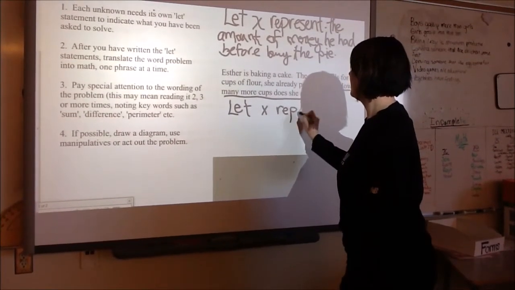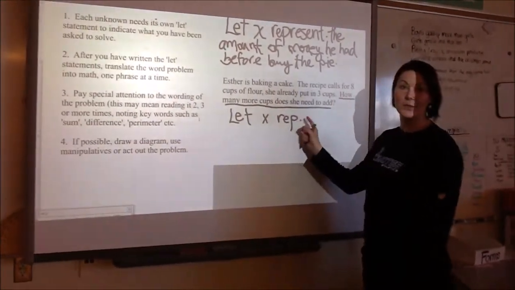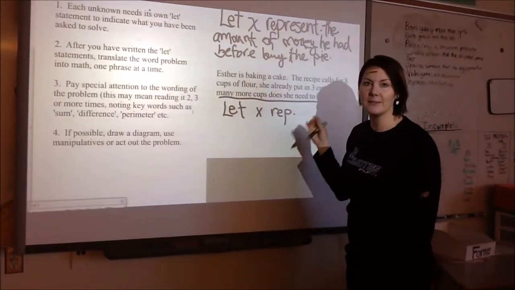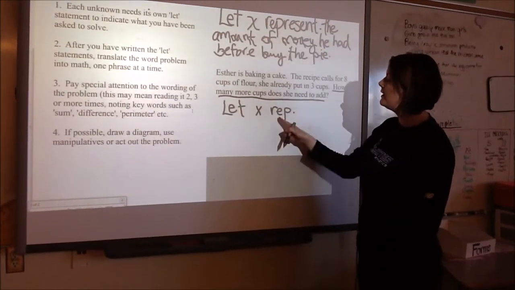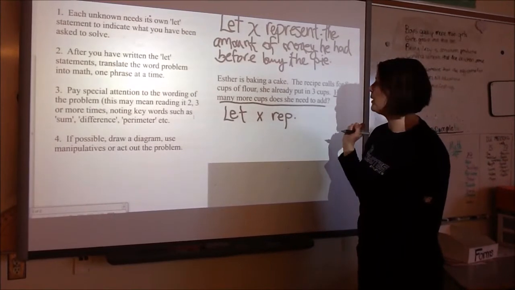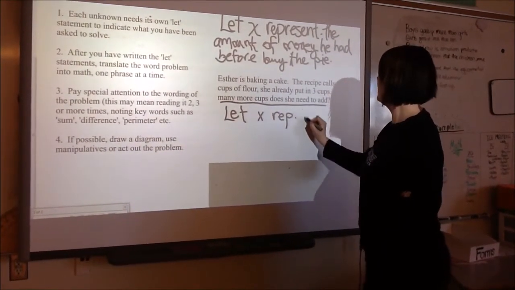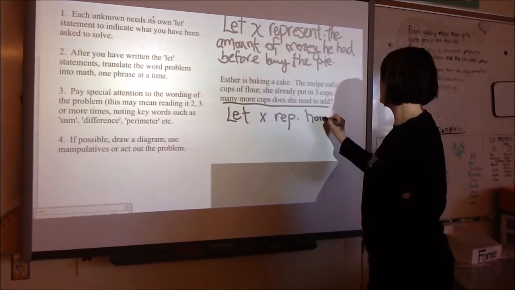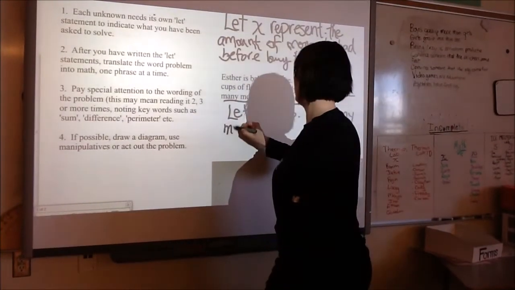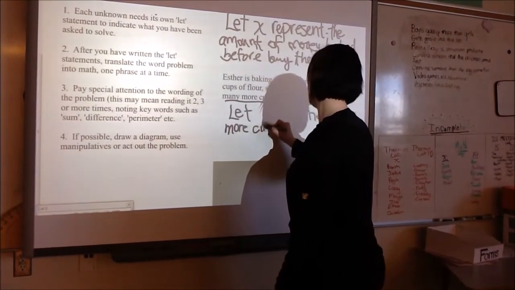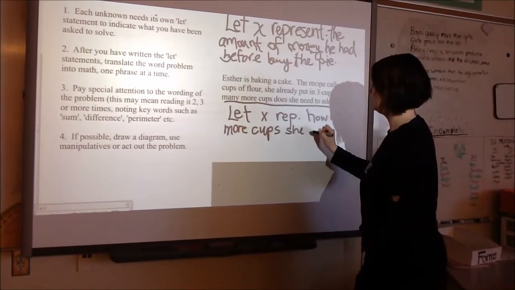represent. I'm okay with this. We're going to take a shortcut just because we're mathematicians and we like to be efficient. So instead of writing out represent like I did up here, let's just say rep with a period. So let X rep. how many more cups she needs to add.